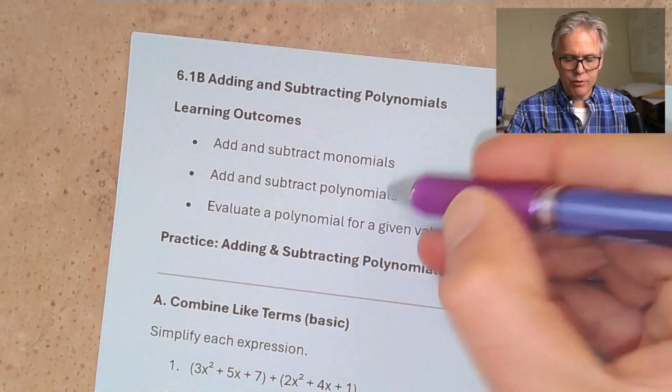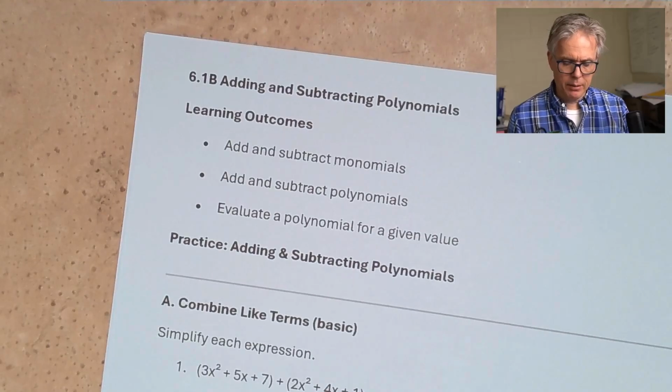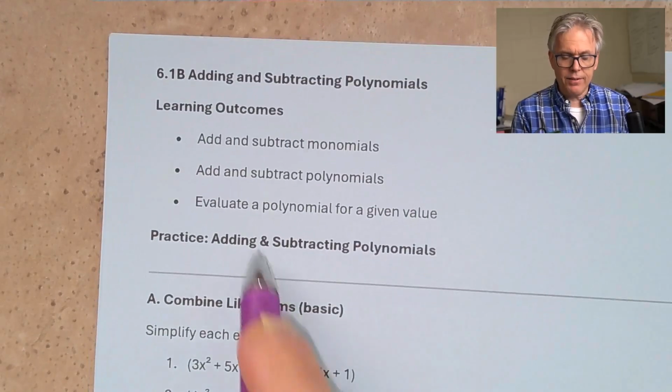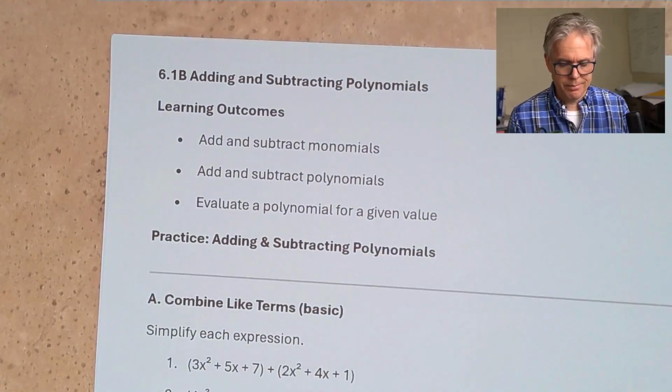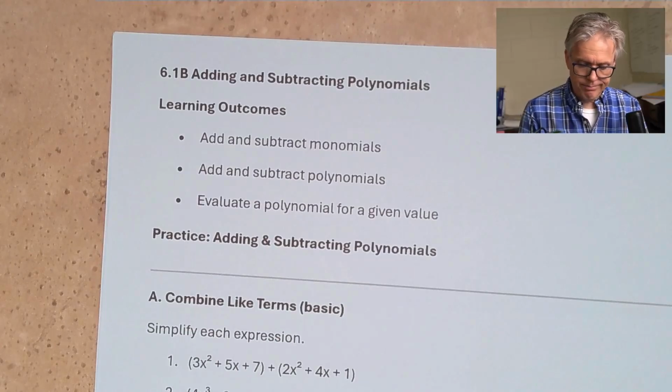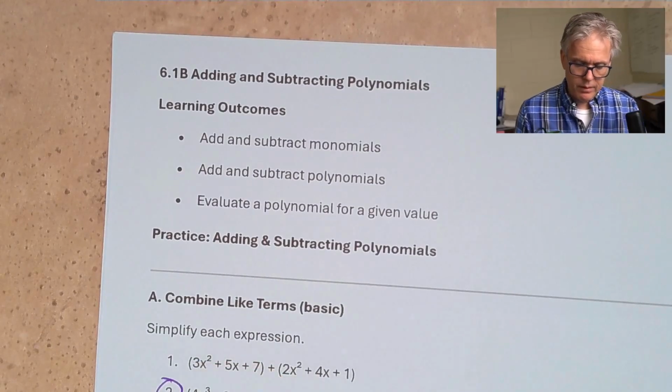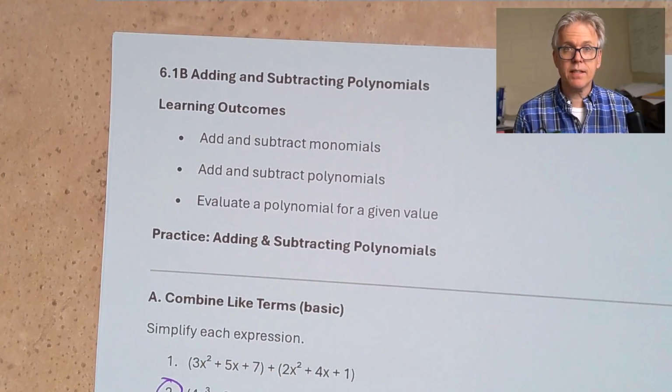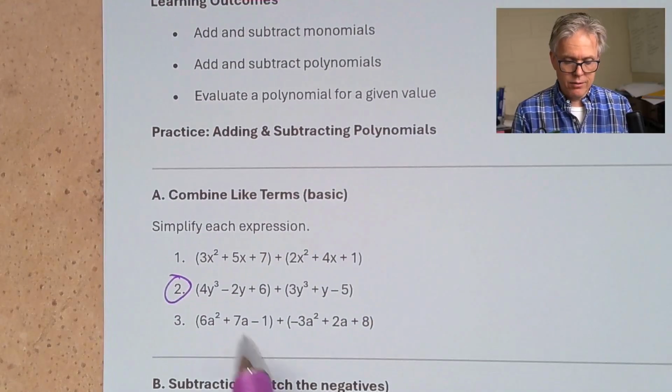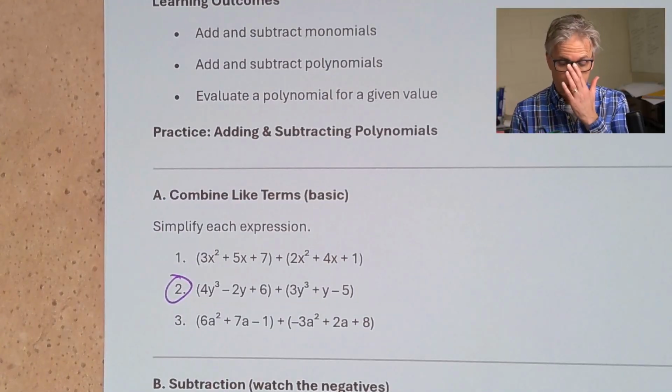Okay, so 6.1b. So here we're going to be adding and subtracting these polynomials and then evaluating polynomials. We've kind of done evaluating before, we just didn't call them polynomials. So combine like terms. Oh, let me just do number 2. So the parentheses here don't really bias anything, right? So we can, in a sense, just ignore them because we're adding.